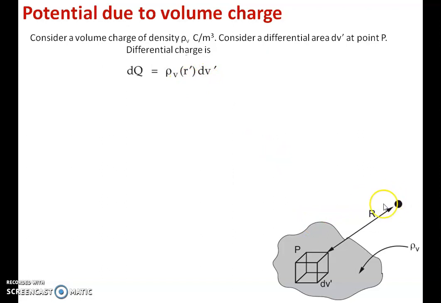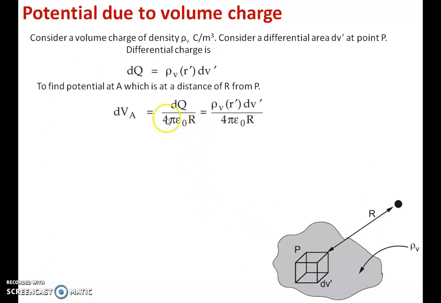Now to find the potential at point A due to this small elemental volume, we use the potential expression due to a point charge. So dVA is equal to dq by 4 pi epsilon naught into r, where r is the distance between this point and this point. What is dq? dq is rho v of r dash into dv dash. Substituting that in this expression, you will get dVA is equal to rho v of r dash into dv dash divided by 4 pi epsilon naught into r.